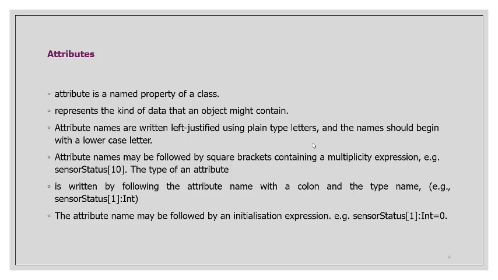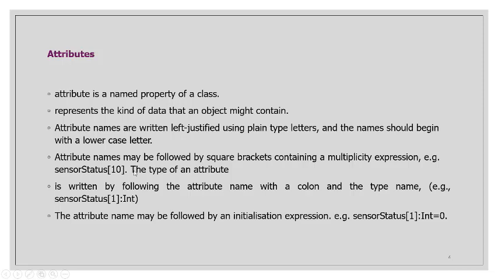Class names are written left justified, in plain letters, and the names should be in lowercase letters. Okay, attribute names may be followed by square brackets, like sensor status. This means that it contains a multiplicity expression.